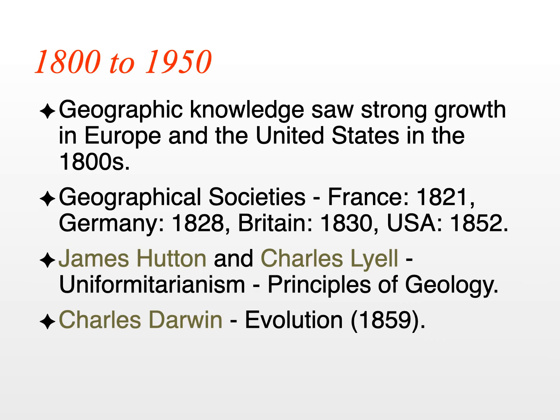The theory of uniformitarianism spilled over into other disciplines. For example, Charles Darwin's theory of evolution, which was published in 1859, has a relationship to this idea. Charles Darwin suggested that species evolved over long periods of time.